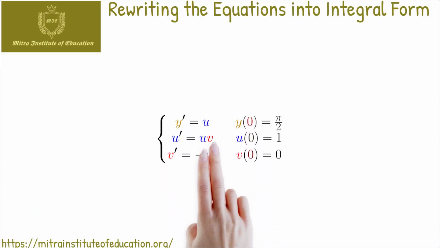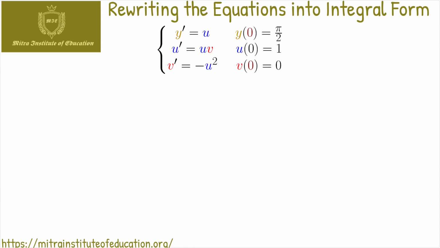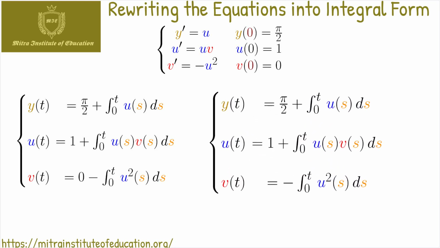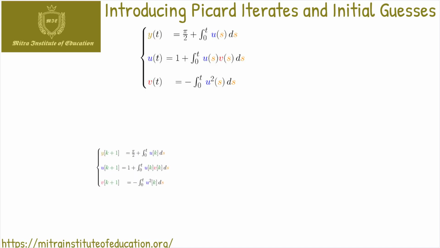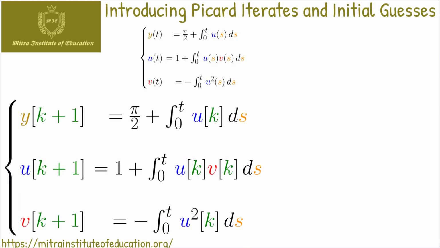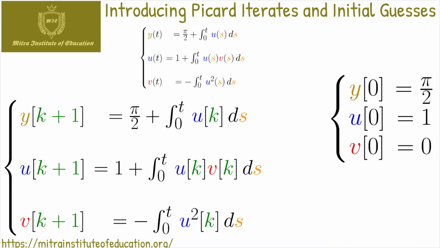Next, we'll rewrite each equation into its integral form. The iteration process works in the integral form because it allows for successive approximations using integration. To begin, we'll write the Picard iterates. Now, let's provide the initial guesses for each variable, which will serve as the starting point for the iteration process.